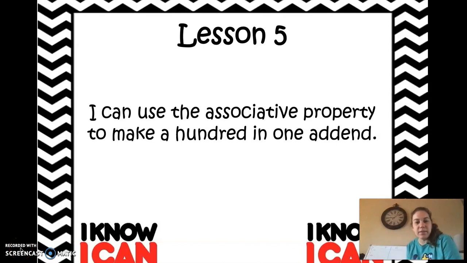We are on Lesson 5 of Module 5. Our I can statement for today is: I can use the associative property to make 100 and add in. So what does that mean? It just means that we're going to use some skills where we know something, and we can use that to figure out another problem. And we're going to be moving tens from one to fill in to make 100 others. So it'll make more sense once we get started. You're going to need a piece of paper and pencil to follow along for today's lesson.